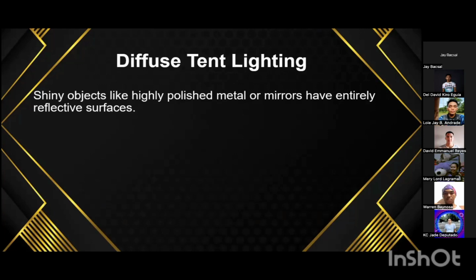Diffuse tent lighting, for shiny objects. Highly polished metal or mirrors have a highly reflective surface. For example, if the surface is smooth and shiny like glass, water, or polished metal, the light will reflect at the same angle at which it hits the surface.